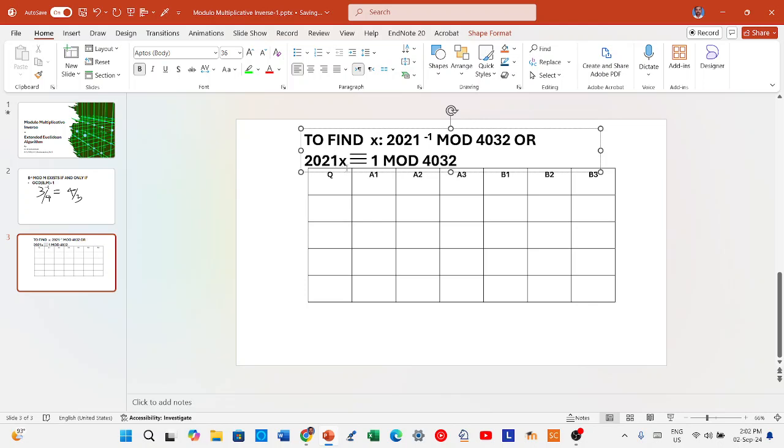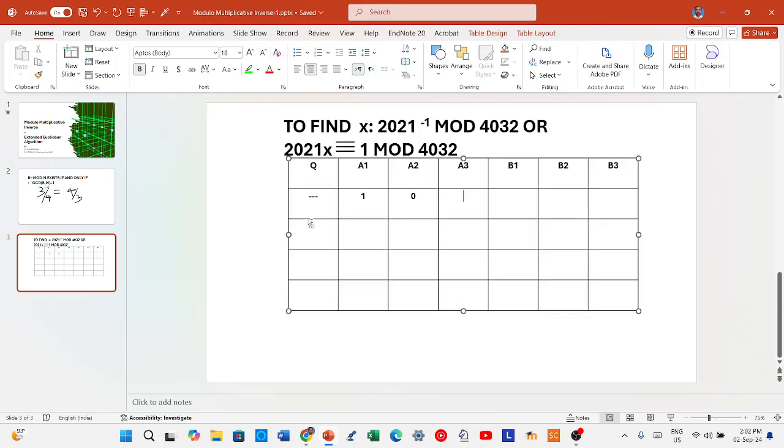When you multiply anything by 2021 and divide by 4032, it should result in the remainder 1. X is equal to 2021 inverse mod 4032. That we have to compute. So we should start with this one. Initially Q will be empty, and we will have 1 0, then 0 1, and A3 will be M, which is 4032, and B3 is 2021.